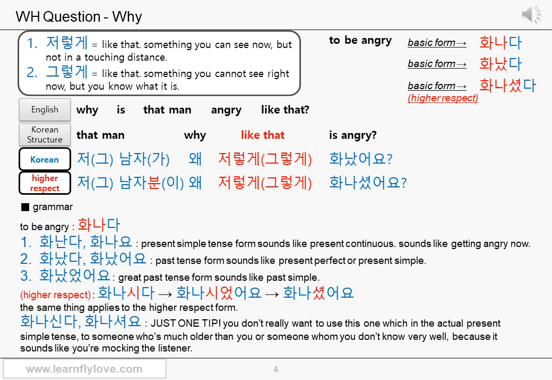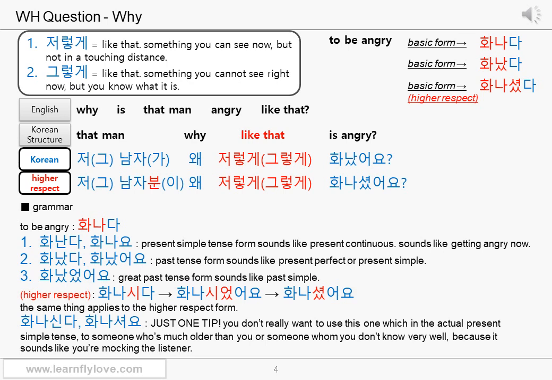If we add 요 sound to 화나시, it becomes 화나시어요, but 시 and 어 sound have to combine as one sound. So 화나셔요 is correct. It's a present simple tense, but it also sounds a bit weird, not only because it sounds like present continuous. We'll explain why shortly.